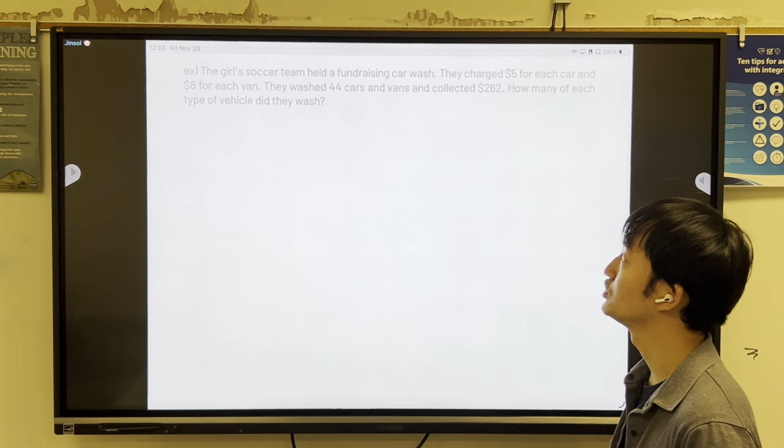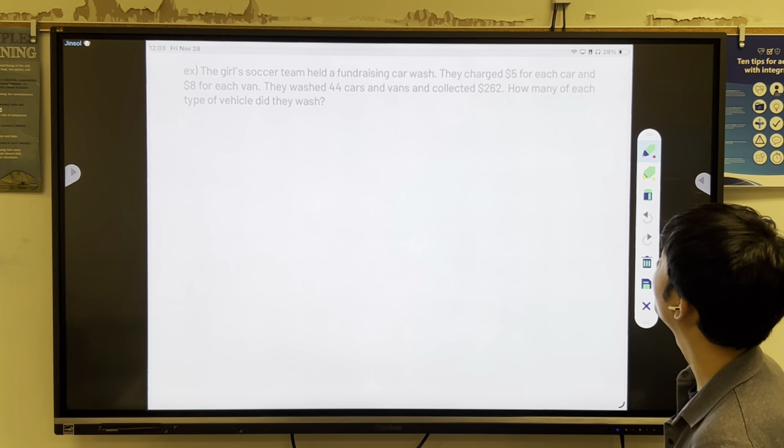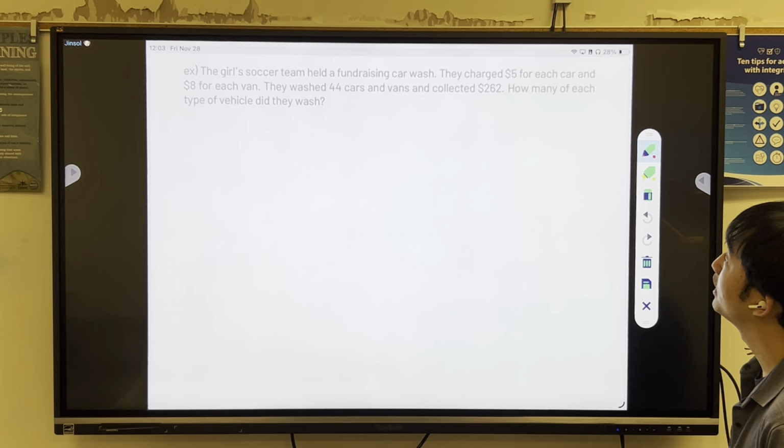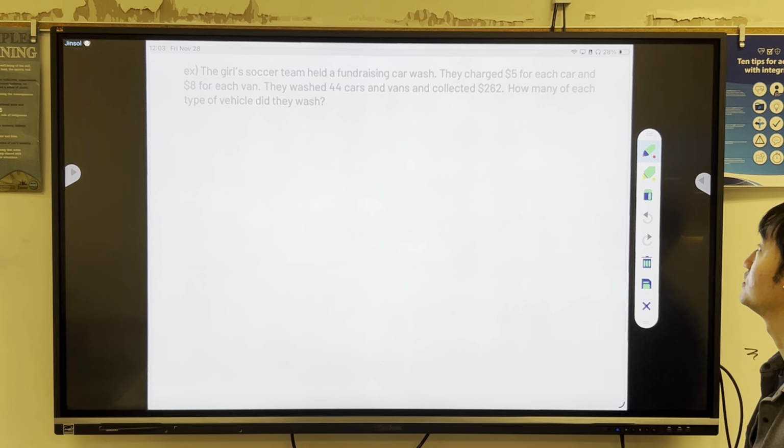Let's try the second example question. The girls' soccer team held a fundraising car wash. They charged $5 for each car and $8 for each van. They washed 44 cars and vans and collected $262. How many of each type of vehicle did they wash?